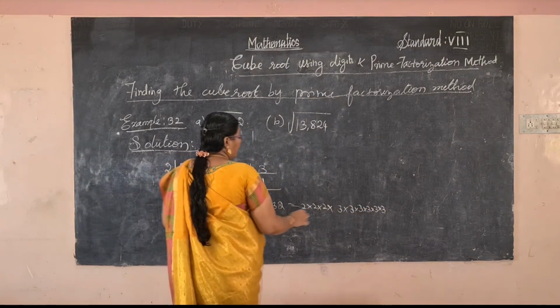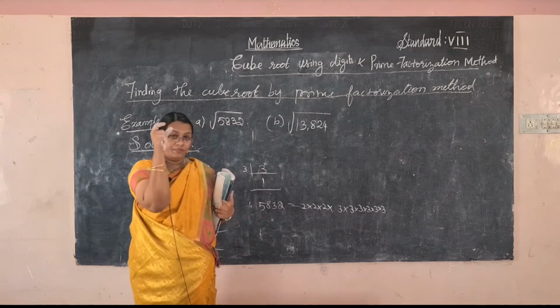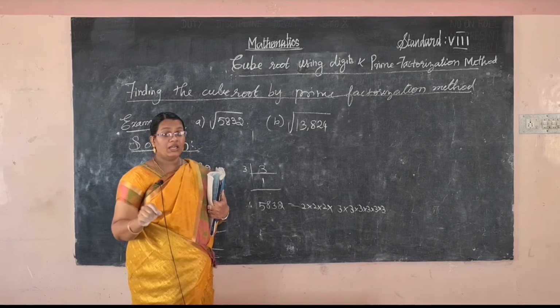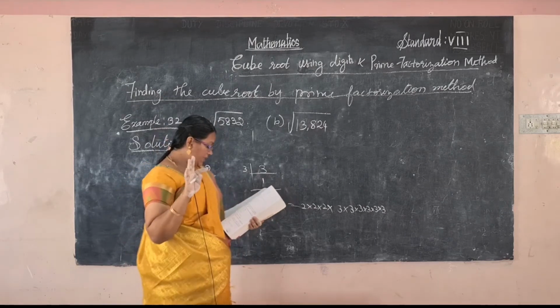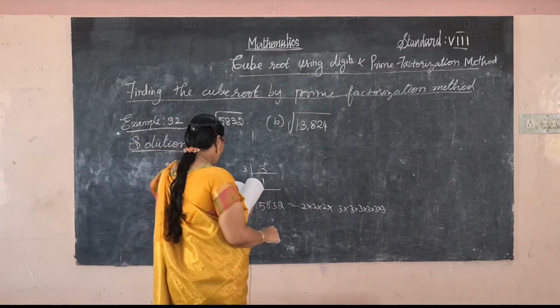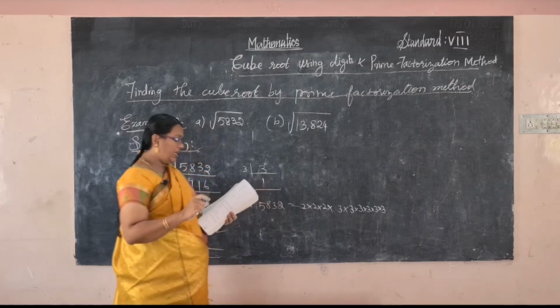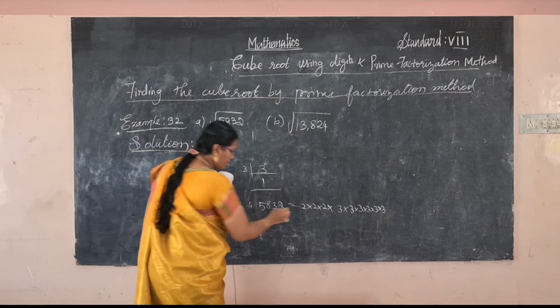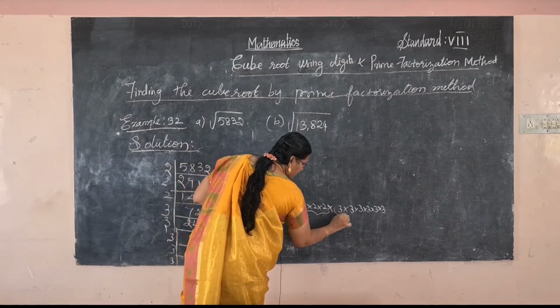For the square root we divide the factors into pairs. But here, for the cube root, make triplets of the equal factors. Make triplets of the equal factors. So make 3 triplets.